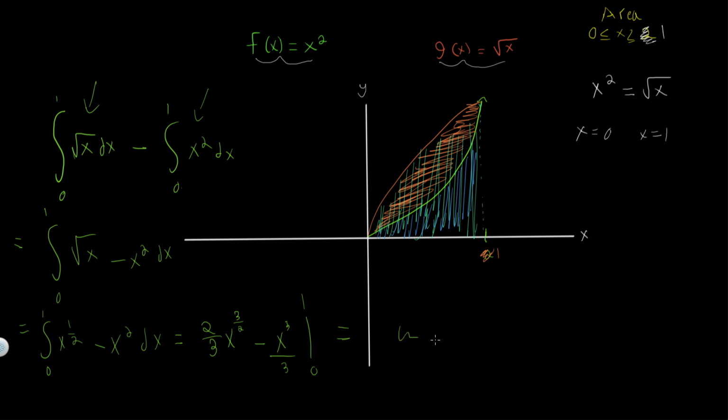Here, I'm going to go right here. So now we plug in 1 for each of those values. So we get 2/3 times 1 to the 3/2 minus 1 to the 3rd over 3. That's just 1. And then minus 0. So this just gives us nothing. And then this is equal to 2/3 minus 1/3, and then that can simplify to just 1/3. So the area in between these two curves from 0 to 1 is just 1/3.